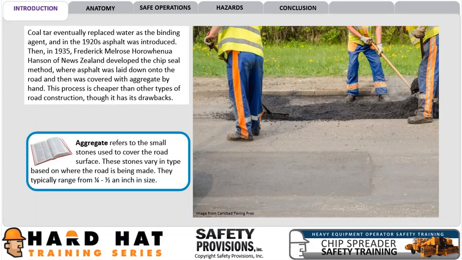Coal tar eventually replaced water as the binding agent, and in the 1920s asphalt was introduced. Then, in 1935, Frederick Melrose Harawena Hansen of New Zealand developed the chip seal method where asphalt was laid down onto the road and was then covered with aggregate by hand. This process was cheaper than other types of road construction, though it had its drawbacks.